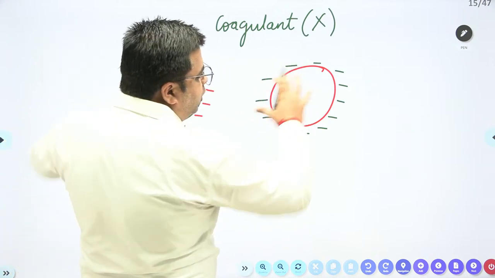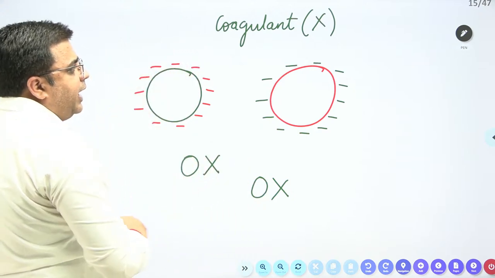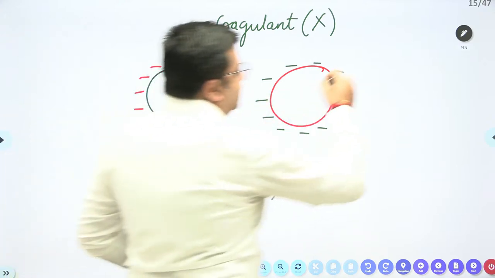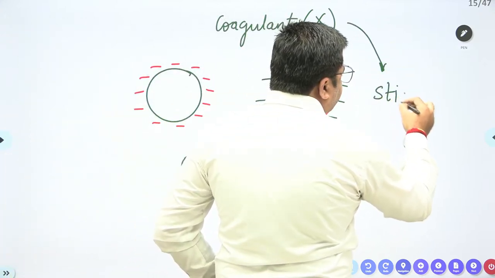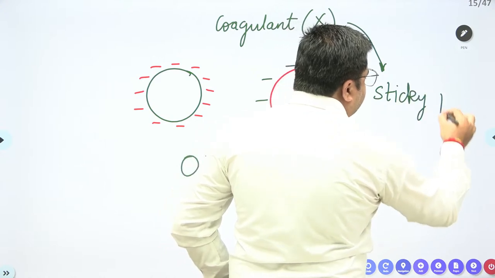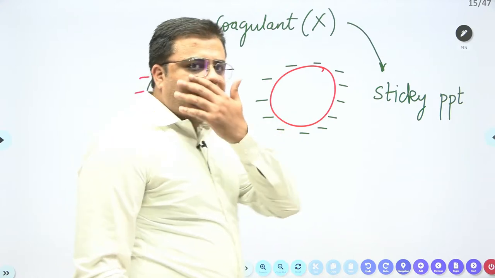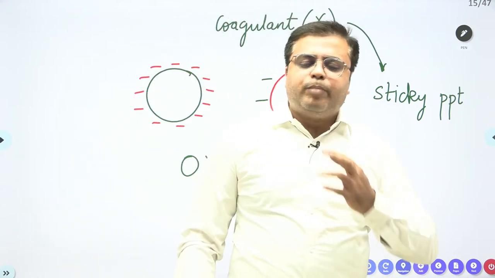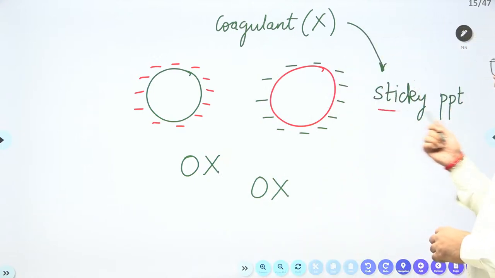And once the threshold energy barrier is crossed, this negative protective charge is neutralized, and this coagulant forms a sticky precipitate. So a coagulant does two things. First, it neutralizes the negative protective charge present over the surface of the particle. And secondly, it forms a sticky precipitate.